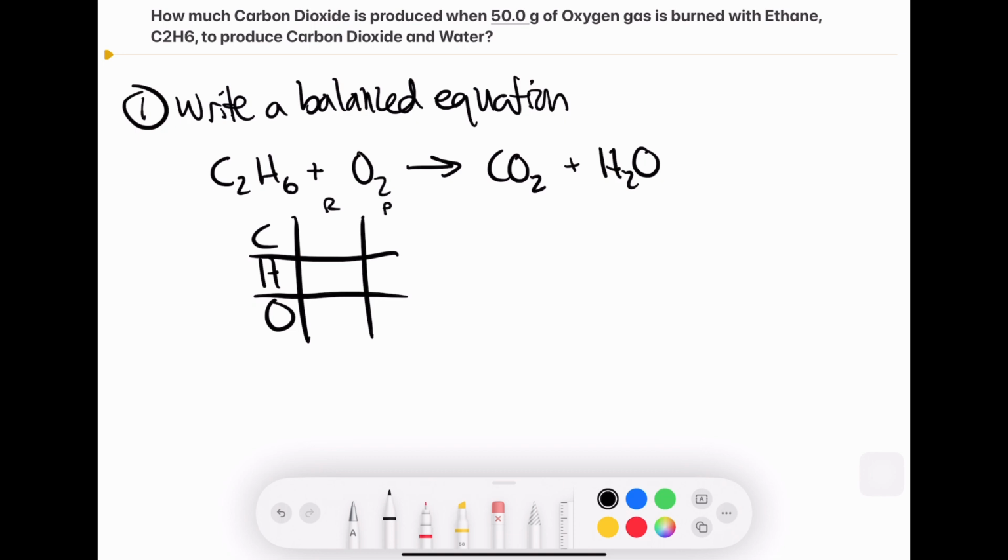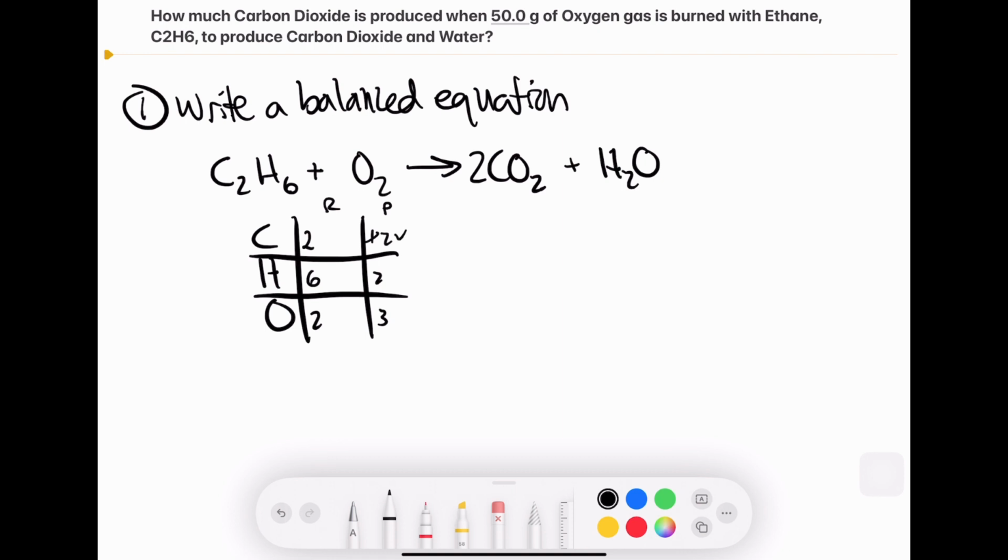And then I count everything up. So I have 2 carbons, 6 hydrogens, and 2 oxygens on the reactant side. I have 1 carbon, 2 hydrogens, and 3 oxygens on the product side. Next thing I like to do is just whatever looks easiest. So turning a 1 into a 2 is pretty easy, so I'll do that next. I'll put a 2 there, which balances that out.